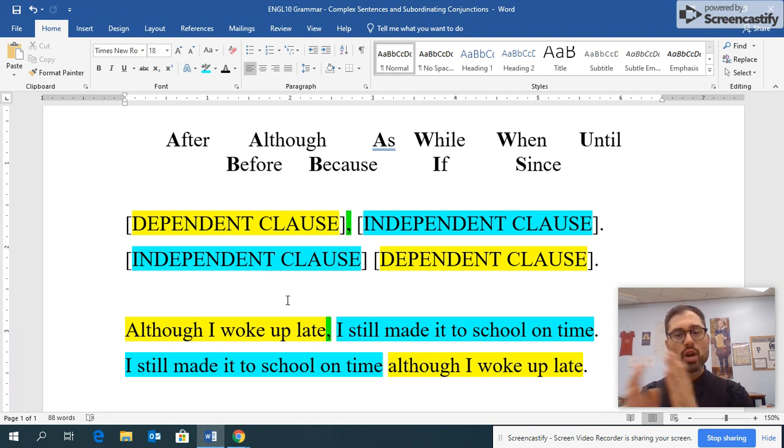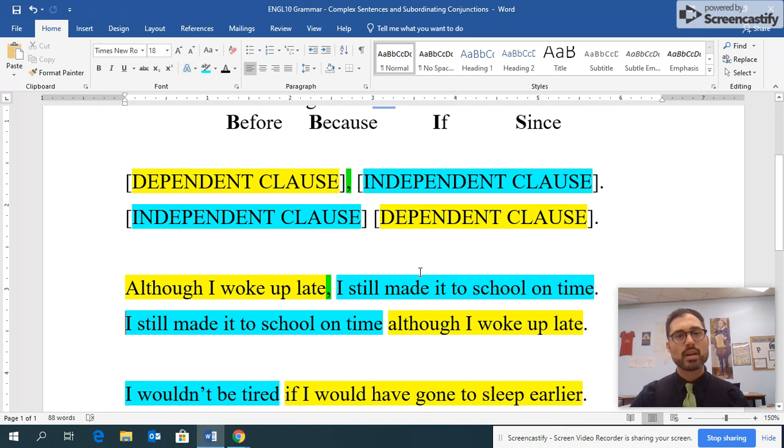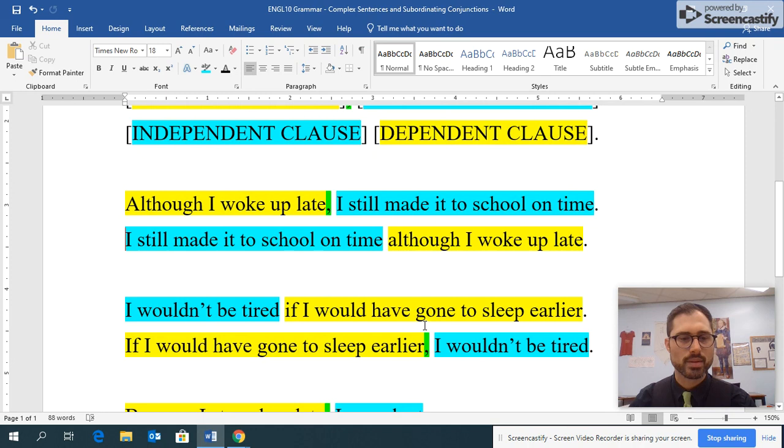Now we can also switch the order of that. So we can begin with the independent clause. And when we begin with the independent clause, we don't need a comma in that sentence for the complex sentence purpose. So we could phrase this as, I still made it to school on time, although I woke up late. These are both complex sentences because we are using a subordinating conjunction, in this case, although, to create a dependent clause. Let's look at two more examples.